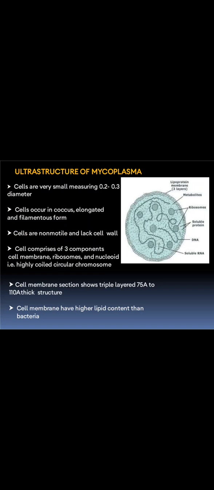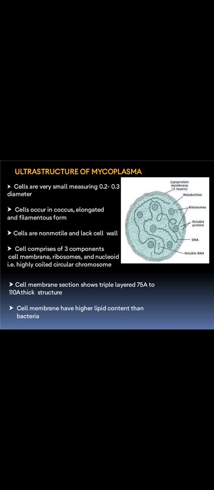So coming to the ultrastructure of mycoplasma, the cell is very small and measures 0.2 to 0.3 micrometer in diameter. Cells occur in coccus, elongated as well as filamentous form. Here the cells are non-motile and lack a cell wall. The cell comprises three components: cell membrane, ribosomes and nucleoid, that is a highly coiled chromosome.